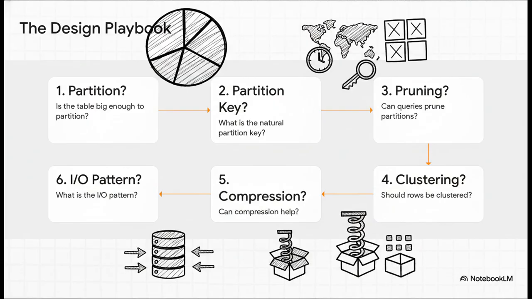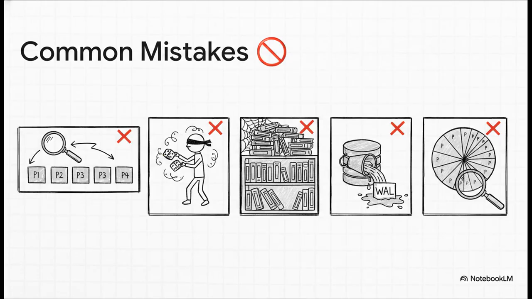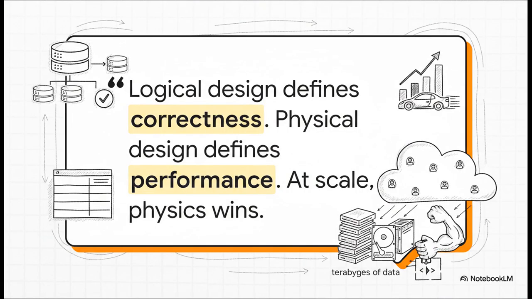And if you ignore that playbook, you are almost guaranteed to run into one of these common mistakes. The absolute biggest one I see is partitioning a table, but then writing queries that can't prune anything. You get all of the complexity with literally zero benefit. Other classics are just blindly using random UUIDs without understanding the trade-offs, or clustering your data once and then totally forgetting to maintain it.